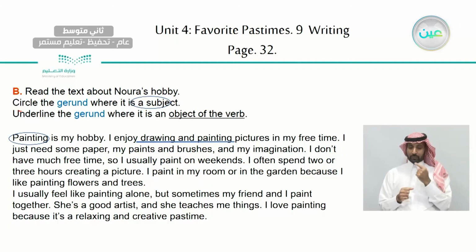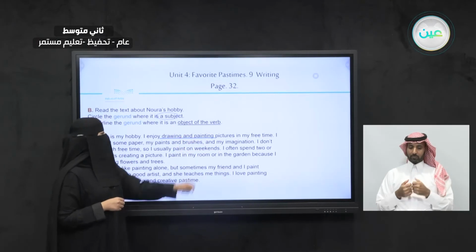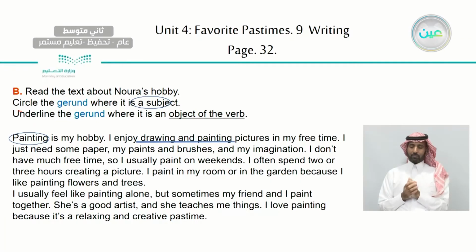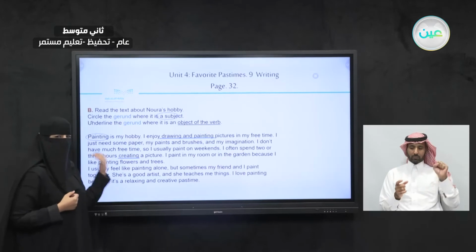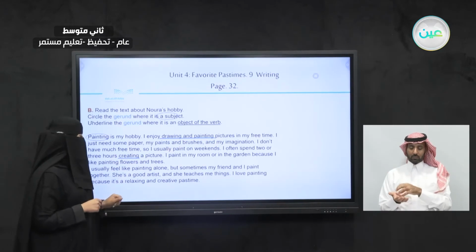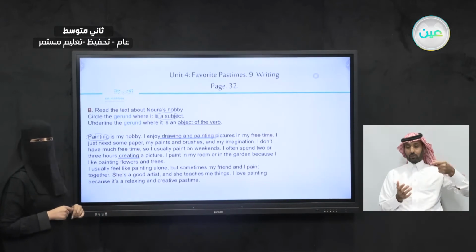I enjoy drawing and painting. Look, before that we have the word enjoy. So drawing and painting here, it's an object for this verb. Let's find the next one. I often spend 2 or 3 hours creating a picture. I spend, look, we have the word spend. Do you remember when we talked about the words like, love, spend, prefer? So here we have the word spend and we have creating. Create plus ing.